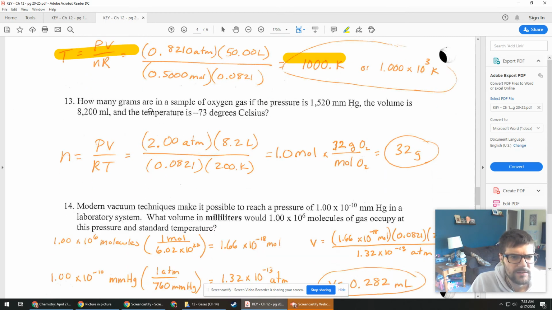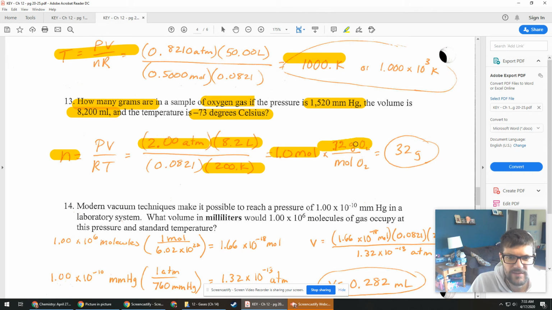Number 13, we're looking for grams, which means we have to solve for the number of moles. We're given the pressure, but need to convert it to atmospheres. We're given the volume in milliliters, need to convert it to liters. We're given the temperature, but need to convert it to Kelvin. That's going to spit out a mole number, and then we multiply it by the molar mass of oxygen gas. That's where that 32 grams came from. Oxygen is O2, and we get the number of grams.